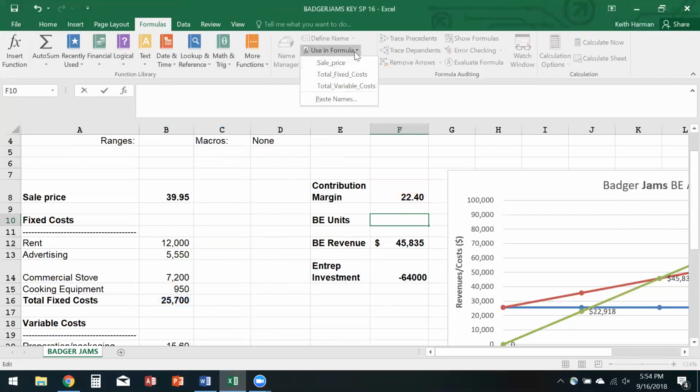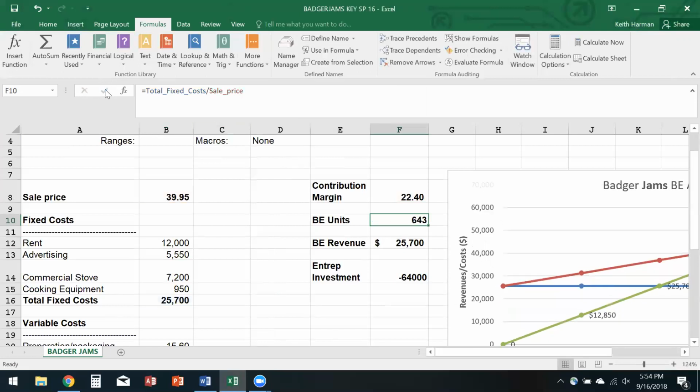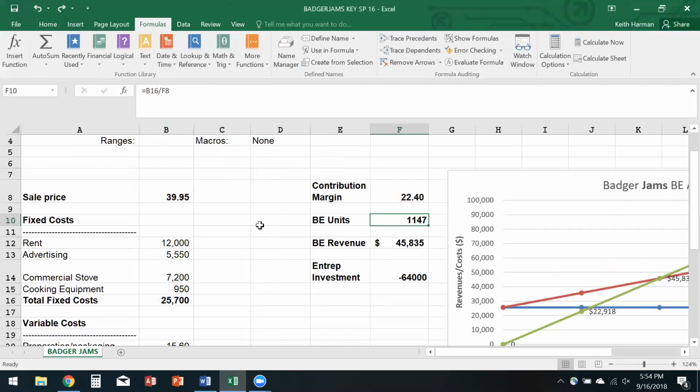And I'm going to use this in the formula, and it's going to be the total fixed costs divided by the sale price. Now let's see what we got. So we should have B. Let me write this down for a minute because I want to make sure I don't forget which cell reference is which. So I've got this here. I'm going to convert this over. All right.